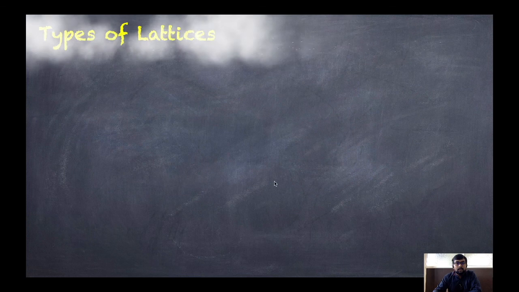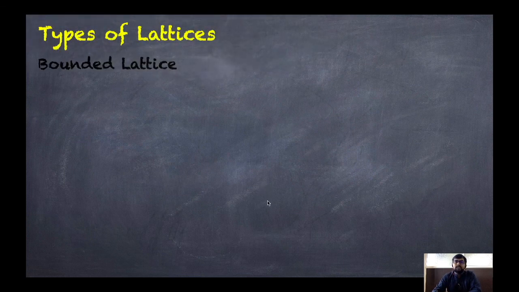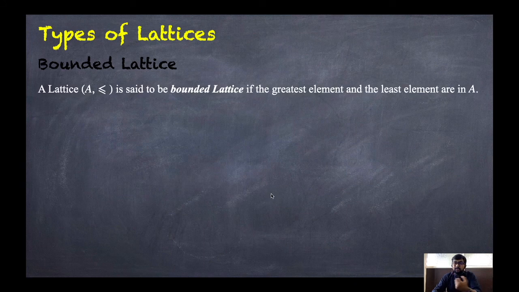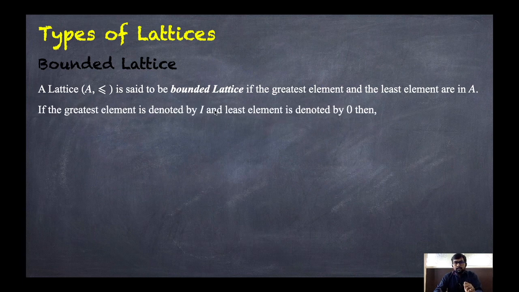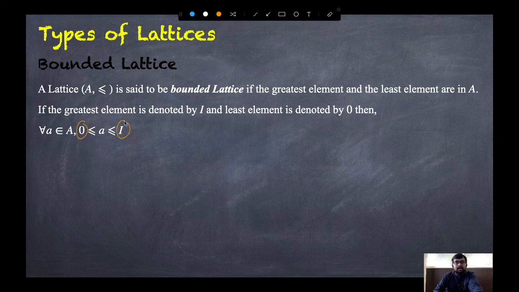Now next, types of lattices. The first type is the bounded lattice. Now what is a bounded lattice? A lattice (A, ≤) is said to be a bounded lattice if the greatest element and the least element are in A. If the greatest element is denoted by the symbol I, and the least element is denoted by 0, then for every a belonging to A, a is in between. This is the least element and this is the greatest element, so a has to be in between the least element and the greatest element.